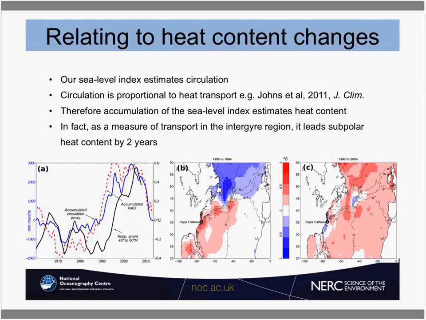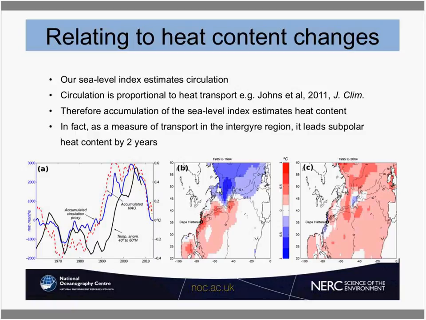The red line in this figure is the accumulated NAO, so it really looks like the NAO is what's forcing these major changes in the sea level gradient and consequently in the circulation of the North Atlantic. For why our sea level index leads the changes in the heat content, we look at the evolution of the heat content through time. So there was large warming coming up through the mid-90s, and you can see there was an accumulation of positive heat content anomalies along this intergyre region.